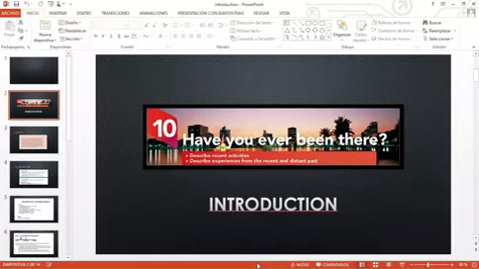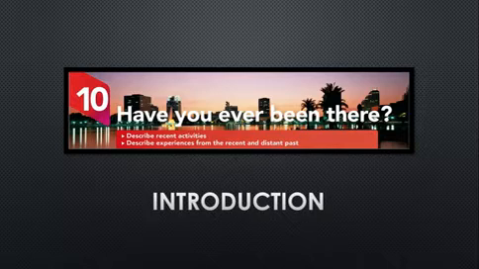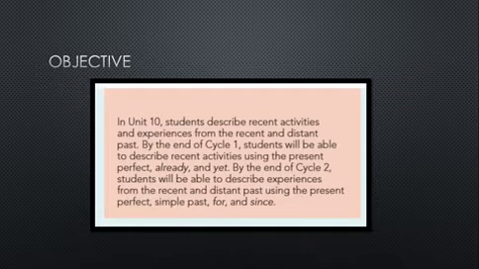For Unit 10, we have in this unit two topics. The name of this unit is Have You Ever Been There? And in this unit we are seeing two topics: number one, describe recent activities, and number two, describe experiences from the recent and distant past. In this unit, the objective is that you can describe recent activities and experiences from the recent and distant past.